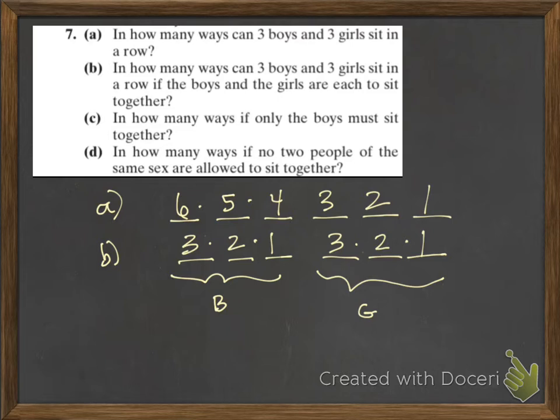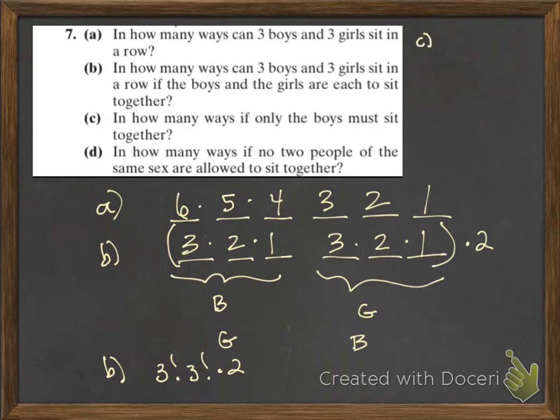However, we could also have the same situation except girls and then boys. So what we really have is this scenario right here times 2. Or, let's write it this way, 3 factorial times 3 factorial times 2. All right, I'm running out of room, so we're going to move up here to C.